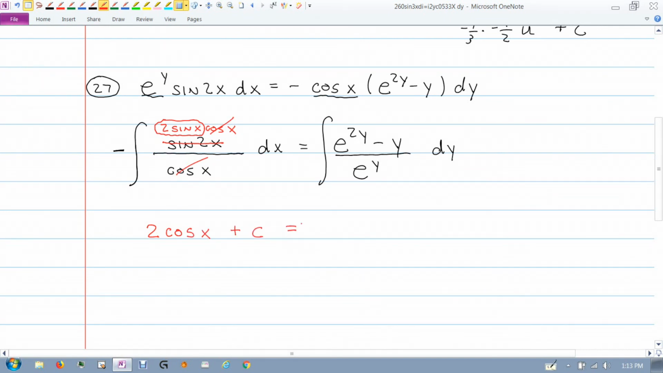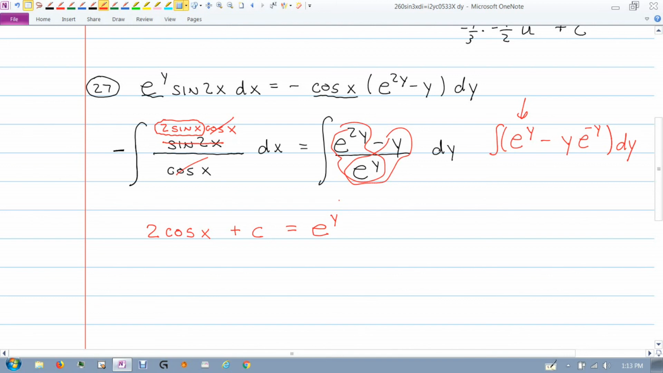Then on the right-hand side, we've got a little more work to do. We'll split this up, do this over this, and this over this. So that should be e to the y, because e to the 2y over e to the y, you subtract the exponents. And then we're going to have y over e to the y, which I'm going to write like this, dy. So the first one here, the antiderivative is pretty clean. It's e to the y.